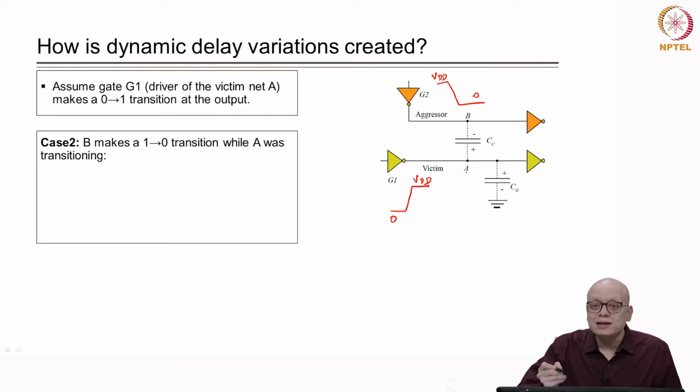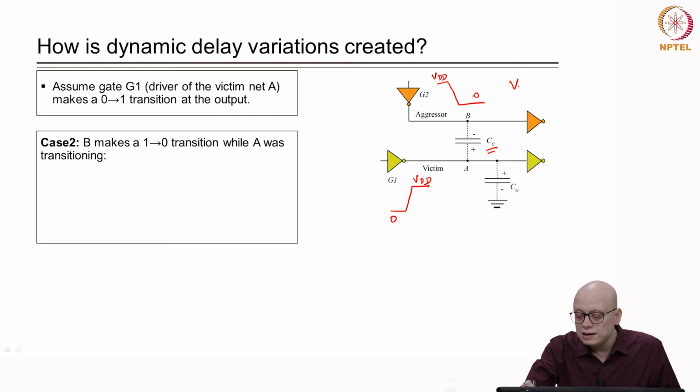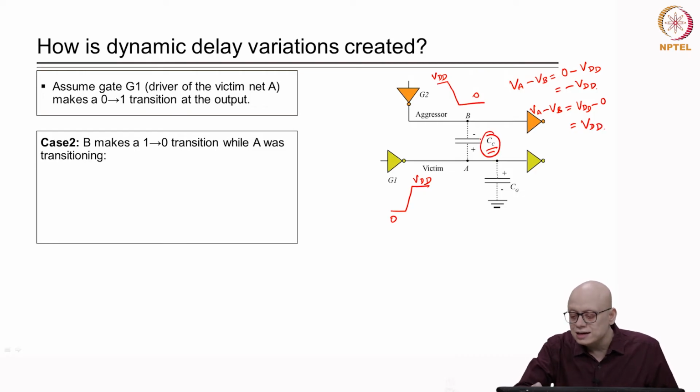So, in this case, what was the initial voltage across Cc? It is VA minus VB, which is 0 minus VDD, that is minus VDD. And what is the final VAB? That is VA minus VB, the voltage across the coupling capacitor Cc, it is VDD minus 0, which is VDD. So, what is the change in voltage across Cc? It is VDD minus (minus VDD), so it is 2 times VDD.